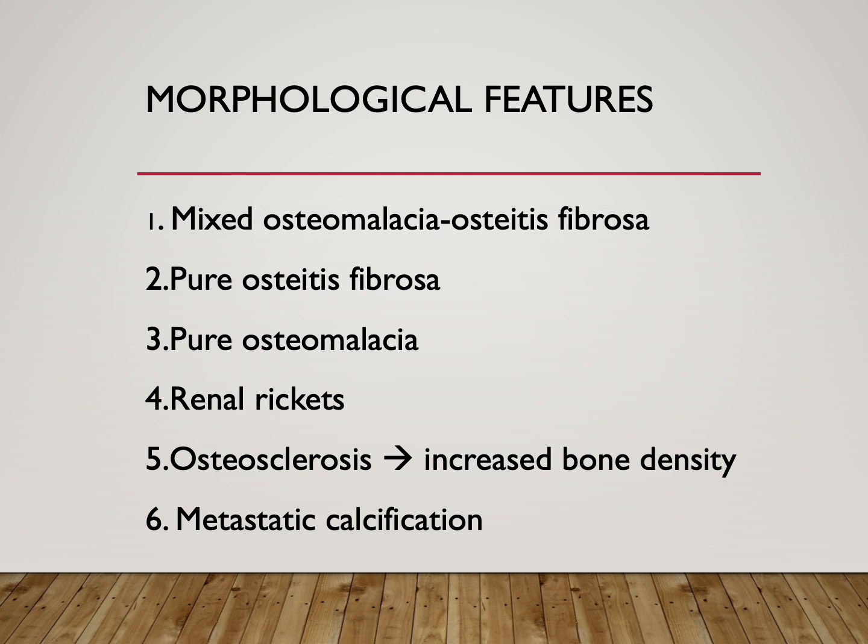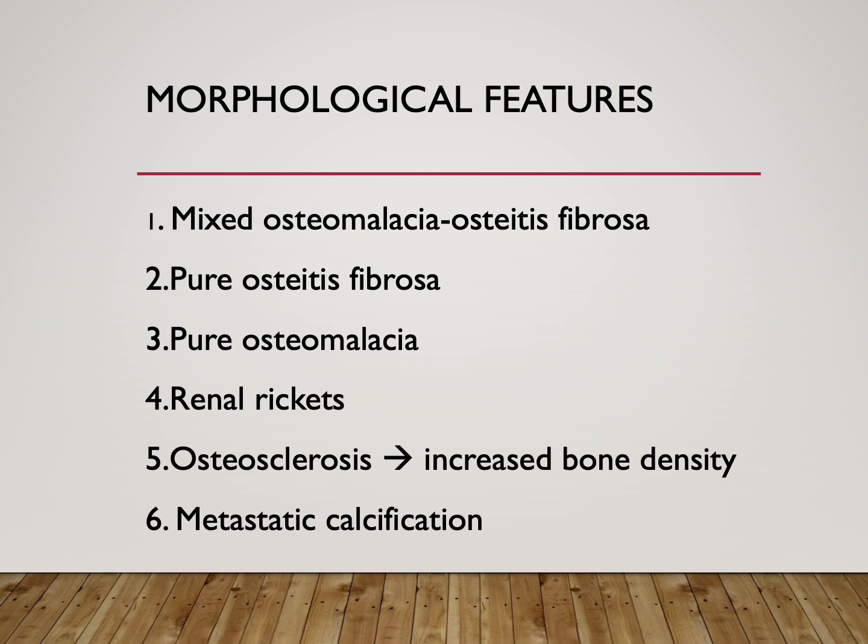Coming to the morphological features. One is mixed osteomalacia and osteitis fibrosa. That means there will be features of both osteomalacia as well as osteitis fibrosa. Then second one is pure osteitis fibrosa. That means there will be only features of osteitis fibrosa. Third is pure osteomalacia. That means there will be only features of osteomalacia. Then fourth one is renal rickets. Then fifth one is osteosclerosis.